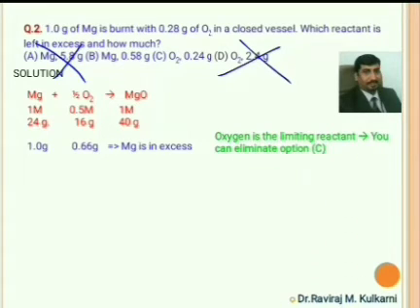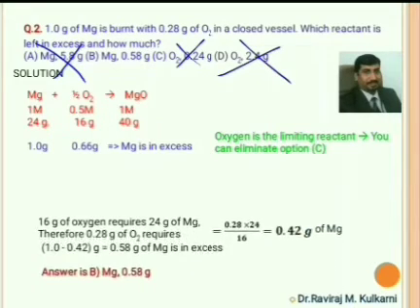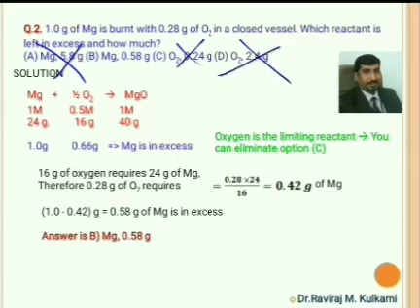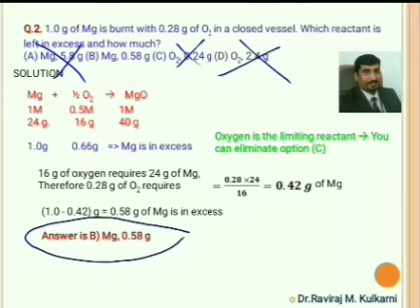Oxygen is the limiting reactant. You can eliminate option C as well. Okay, so you can continue and solve the numerical. 16 gram of oxygen requires 24 gram of magnesium, therefore 0.28 gram of oxygen requires how much? So it is 0.42 gram of magnesium. So how much is in excess? 1 minus 0.42 gram, that is 0.58 gram is in excess. So the option is option B. Correct option is option B.